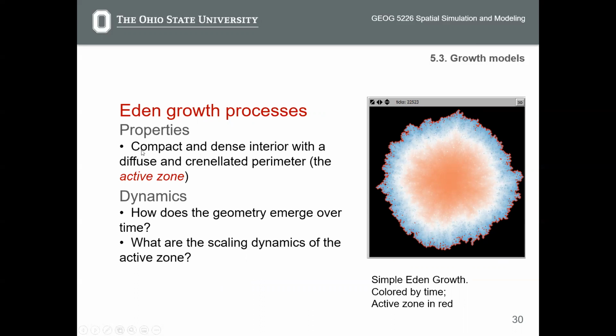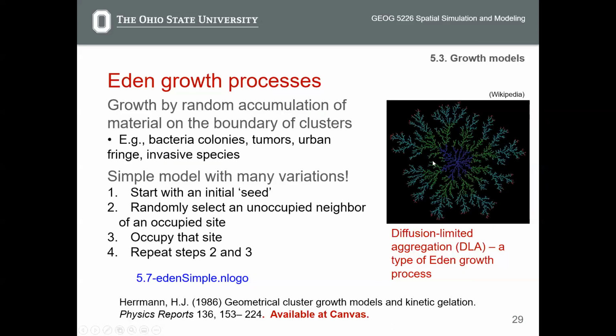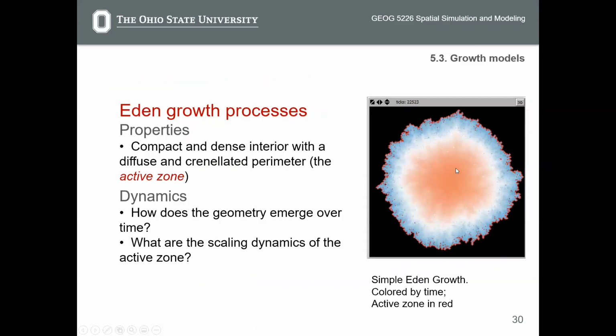So what are the properties and what are the dynamics we care about in Eden growth? Okay, so properties: compact and dense interior with a diffuse and crenellated perimeter. Okay, on the right side we have a simulation result from model 5.7, and you can see different sites are painted by different colors. So the pink part is full of sites that were occupied a very long time ago, because this growth started from the very center of the lattice, right? Then the white sites, then the blue sites. Blue sites are sites occupied recently.